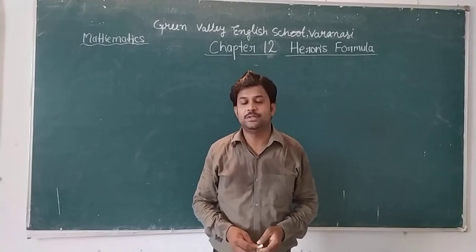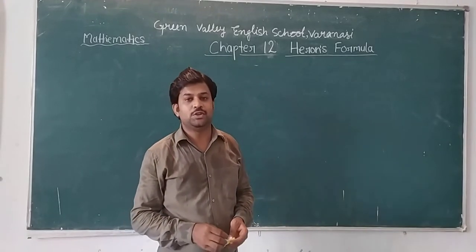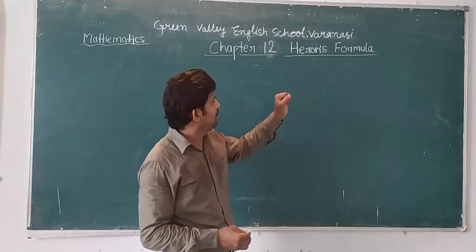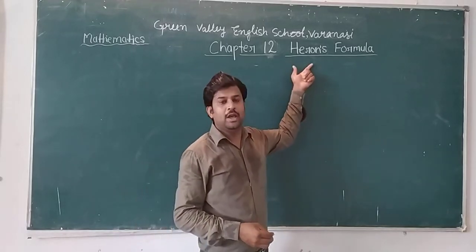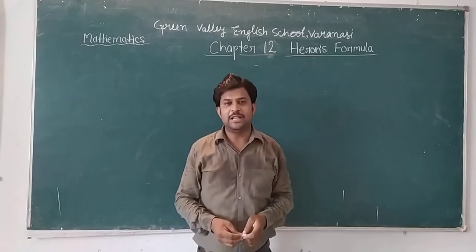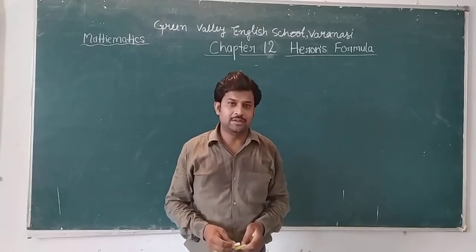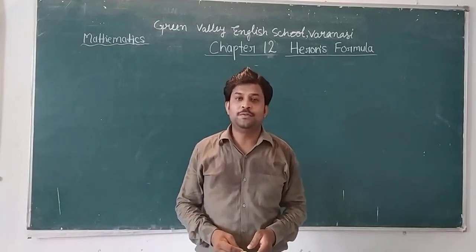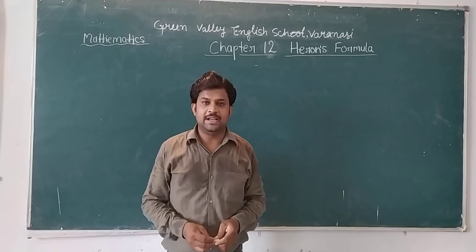Myself Kuldeep Srivastava. Today I am going to start a new chapter, that is Heron's formula. And first of all, we will learn about Heron. Who was Heron? Heron was a great mathematician, and Heron derived the famous formula for the area of a triangle.